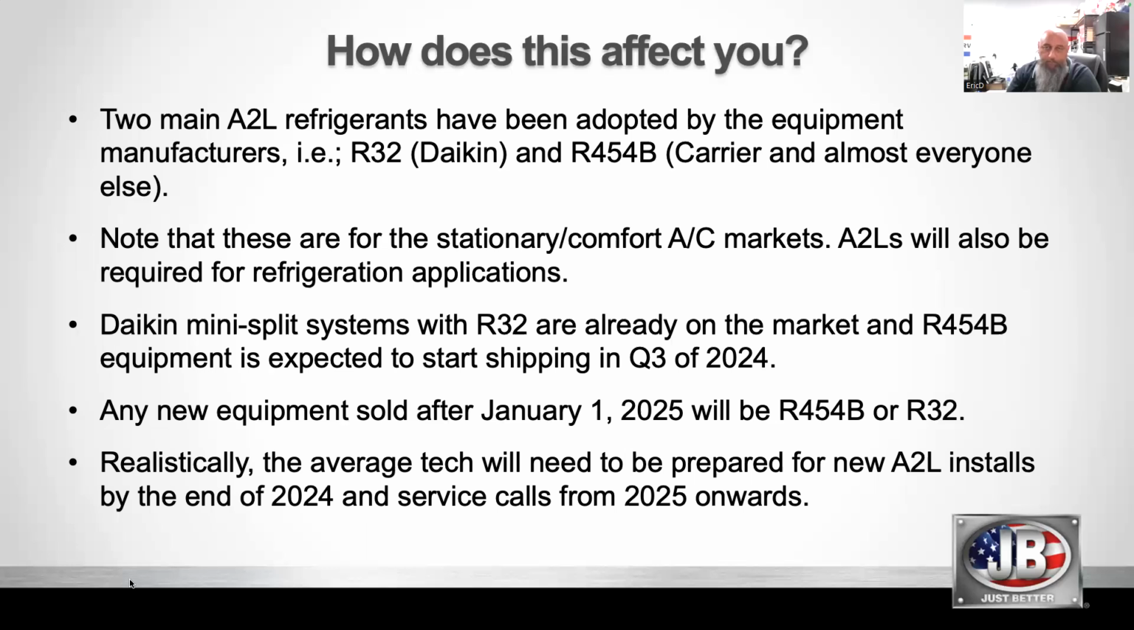Daikin mini split systems have already started shipping, so we've seen some of those out on the market at the moment. So A2Ls are out there, and Carrier are saying that they're going to start shipping their equipment in Q3, which is a couple of months' time. So I think realistically, the average guy out on the street is going to start seeing this stuff sometime in 2025 for new installs, and then service somewhere thereafter. So no need to panic quite yet, but you've got to be prepared and understand what it actually means to you from a tool and equipment installation best practices standpoint.